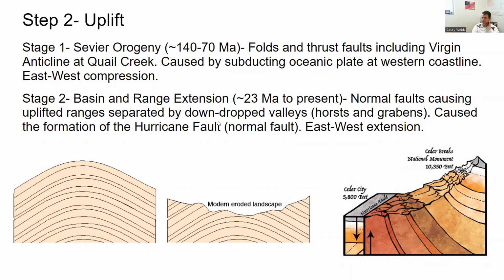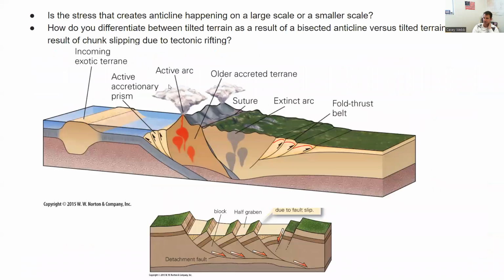All right, so let's go to some of your questions about this concept. Okay, so first one, is the stress that creates anticlines happening on a large scale or a smaller scale? So once again, this is the diagram that I drew on the board. My drawing looked a lot better than this one, though, if you're remembering right.